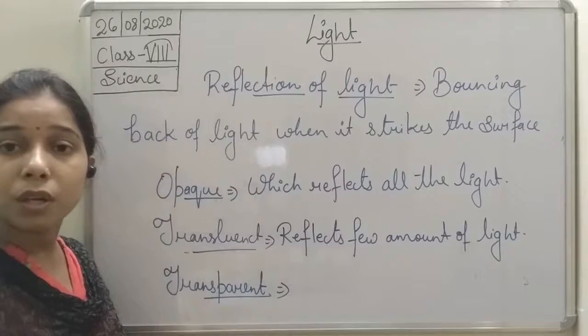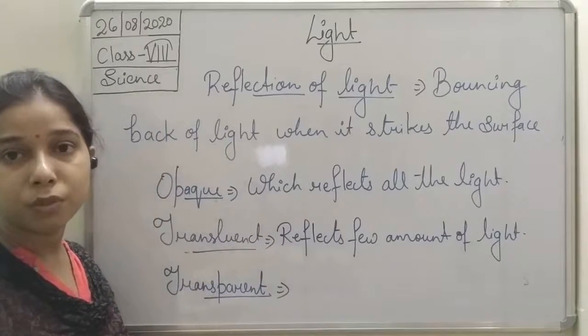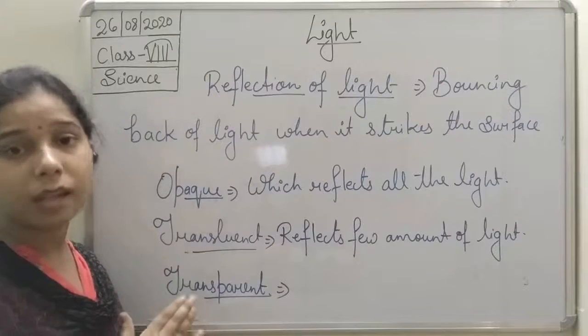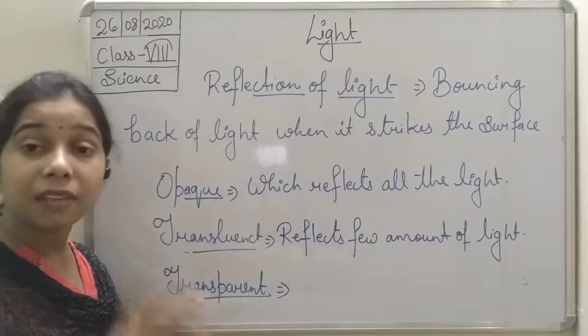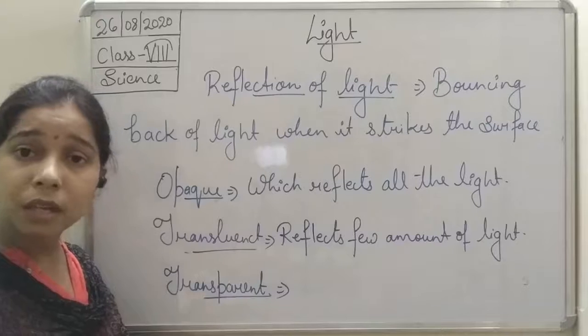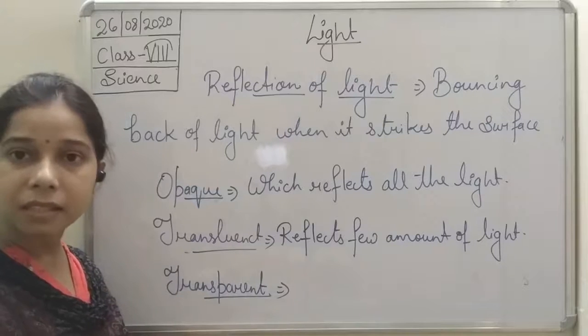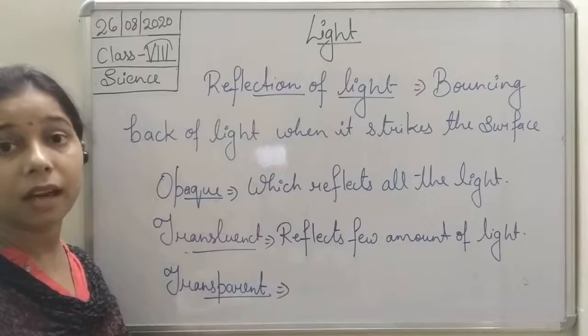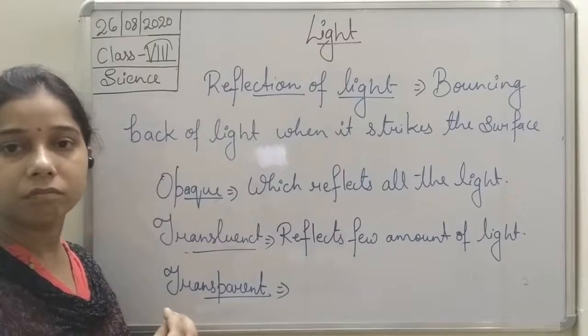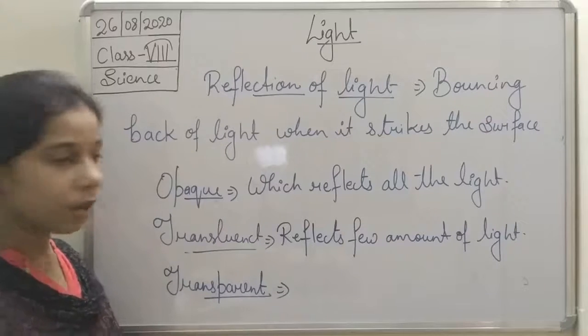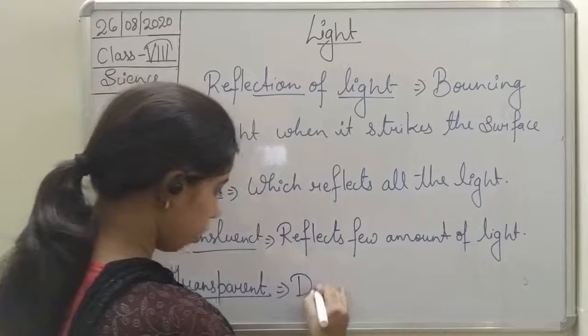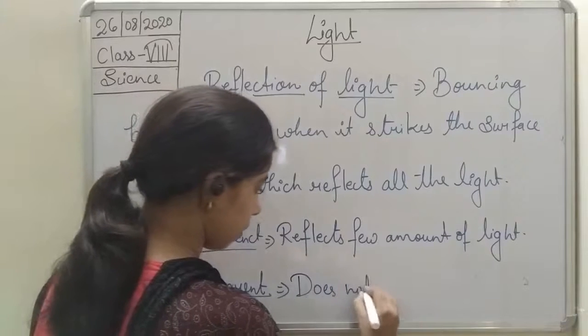Transparent is what, student? You see, in case of a transparent object, it allows all the light to pass through it. And if it allows all the light to pass through it, none of the light will get reflected. And thus we can say that it neither reflects the light. Okay, so we can say it does not reflect light.